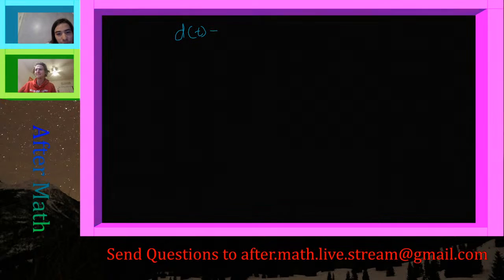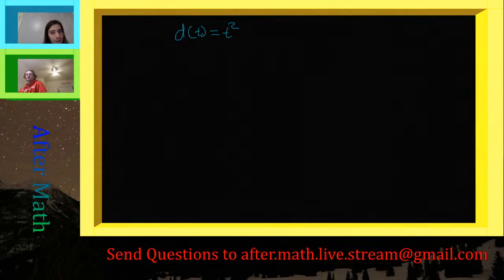D of t is going to equal t squared, all right?